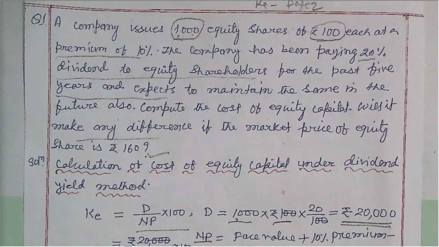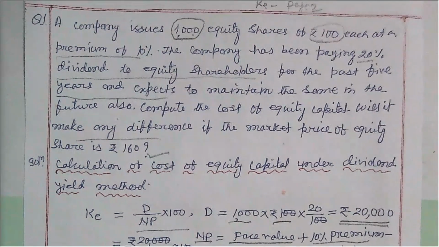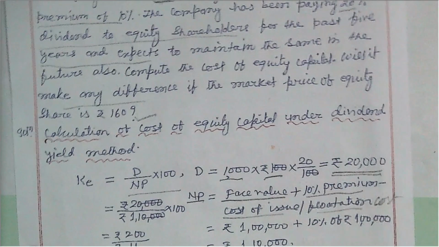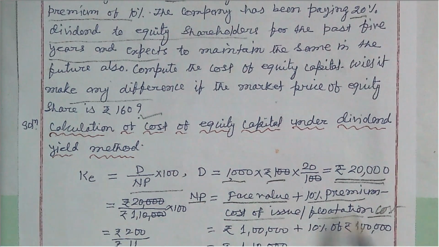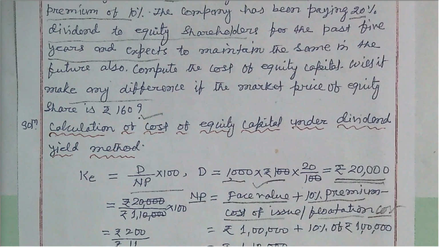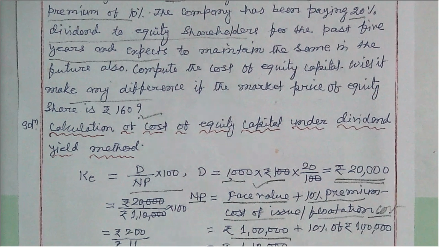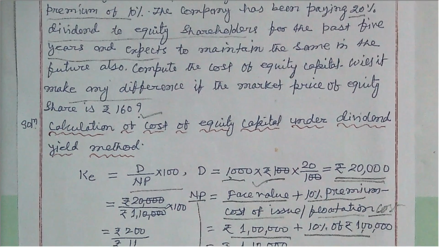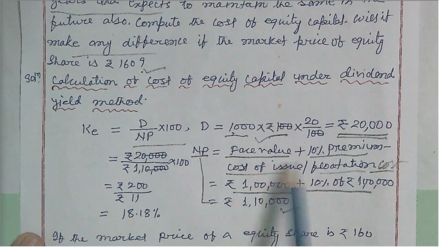Then net proceeds: we calculate the face value plus 10% premium minus cost of issue or flotation cost. The flotation cost, the cost of issue, is not given, only face value and 10% premium. So face value is 1000 into 100, which is 1 lakh rupees, plus 10% of 1 lakh, which is 10,000. So 1 lakh plus 10,000 is your net proceeds.